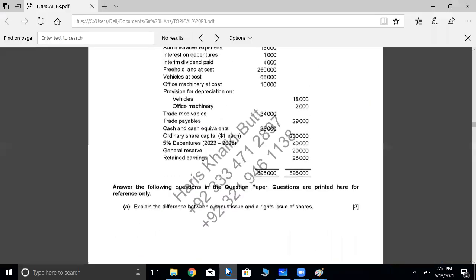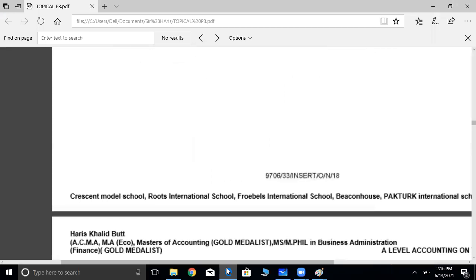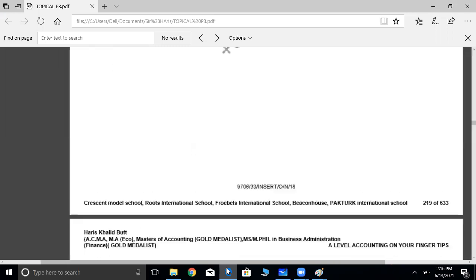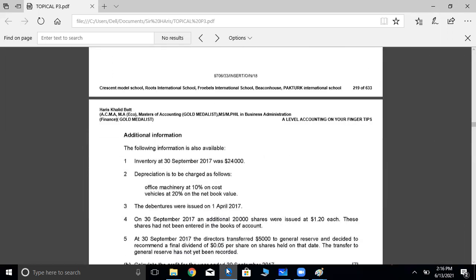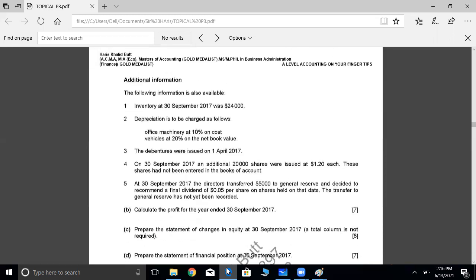Let's see the question number and paper. That is October, November 1833. This question has come in October, November 1833, question number 4. We are solving the past paper question. Calculate the profit for the year we have done. Now prepare the statement of changes in equity.